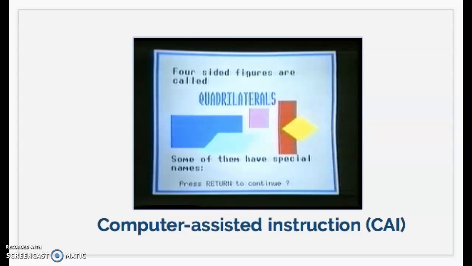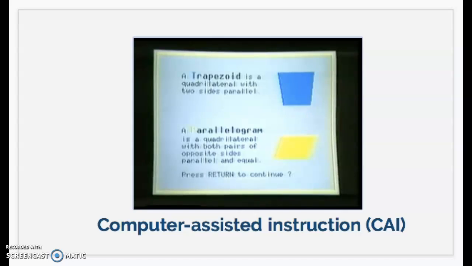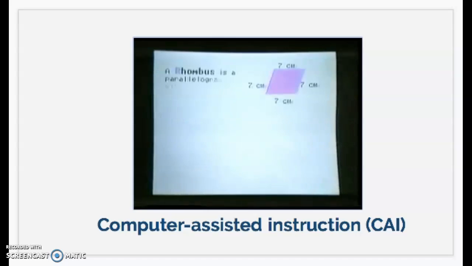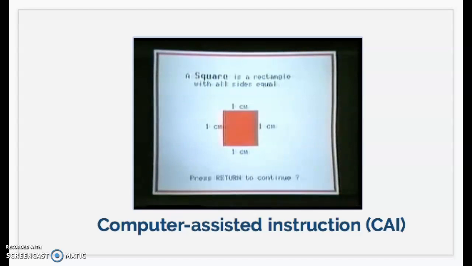Quadrilaterals have different names: trapezoids, parallelograms, rhombus, rectangle, and the simple square.